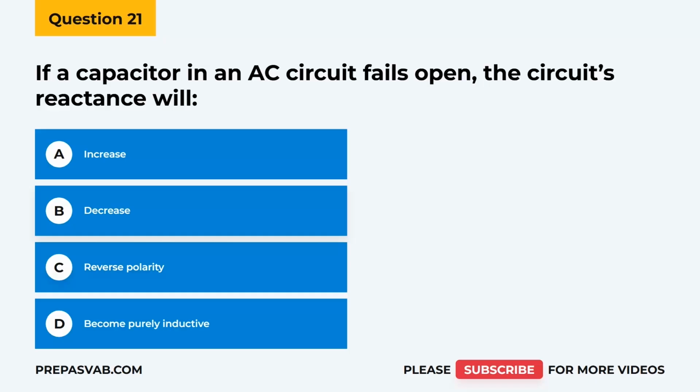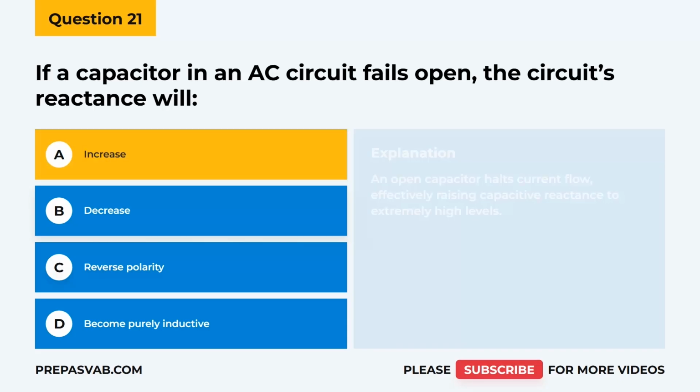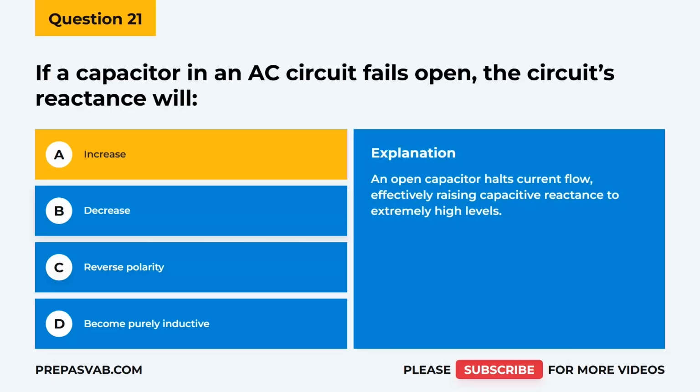Question 21. If a capacitor in an AC circuit fails open, the circuit's reactance will A. Increase. B. Decrease. C. Reverse polarity. D. Become purely inductive. The correct answer is A. Increase. An open capacitor halts current flow, effectively raising capacitive reactance to extremely high levels.